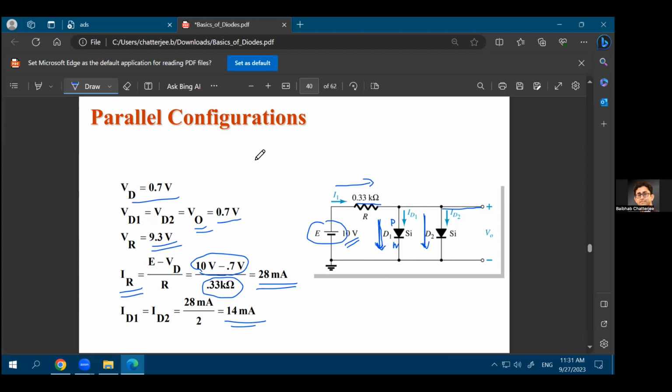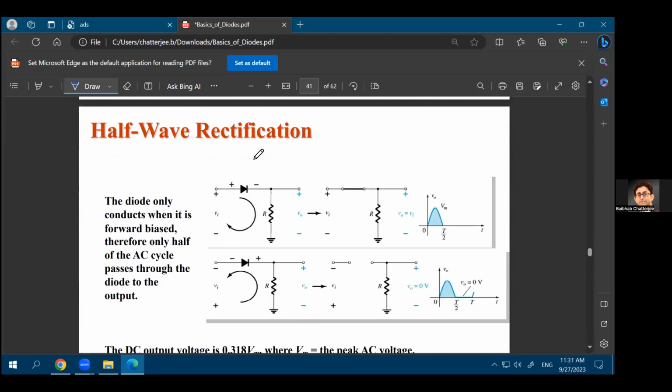So we'll stop here and we'll continue in the next lecture with half-wave rectification and other applications of diodes.